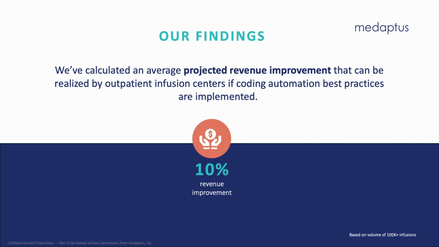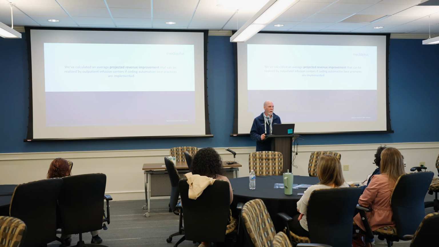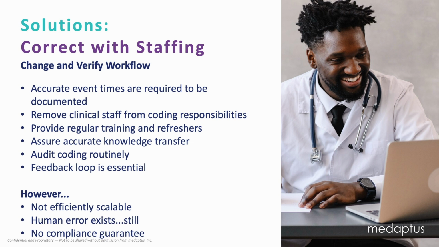So we calculated the average projected revenue improvement that can be realized by automating your outpatient infusion coding processes, and that comes out to 10%. What are the solutions for how you fix these problems, right? And I want to get specifically into that.